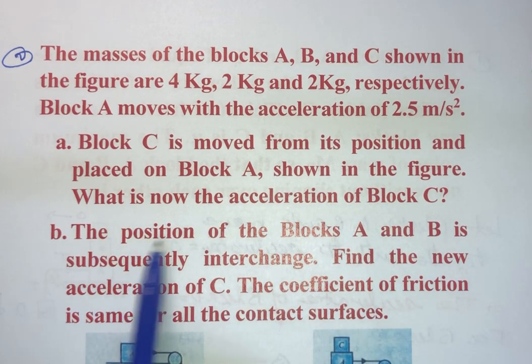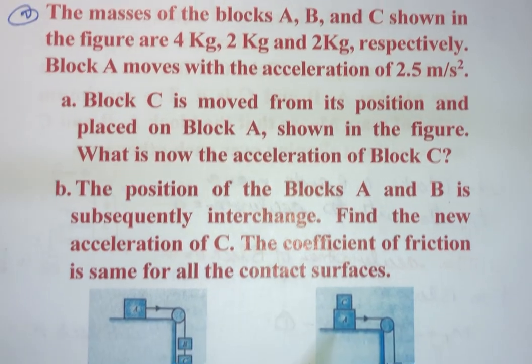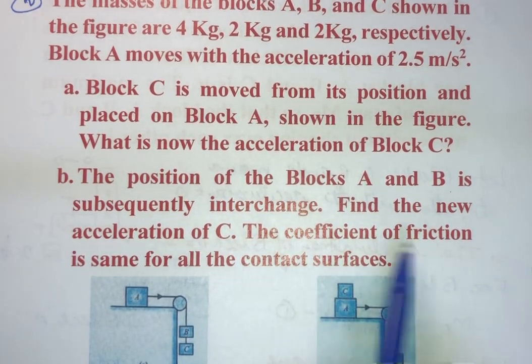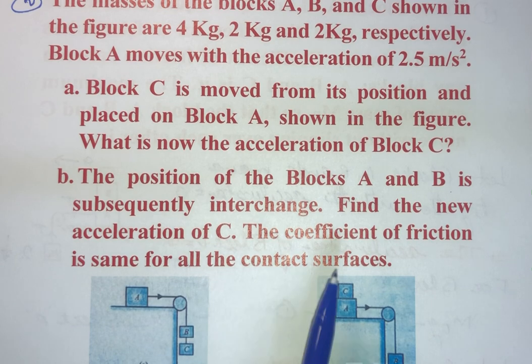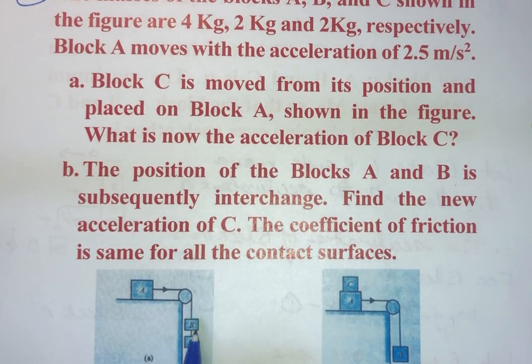And the second, the positions of blocks A and B are subsequently interchanged. Find the new acceleration of C. The coefficient of friction is the same for all contact surfaces. So this is our original figure where B and C are connected with a string to A.